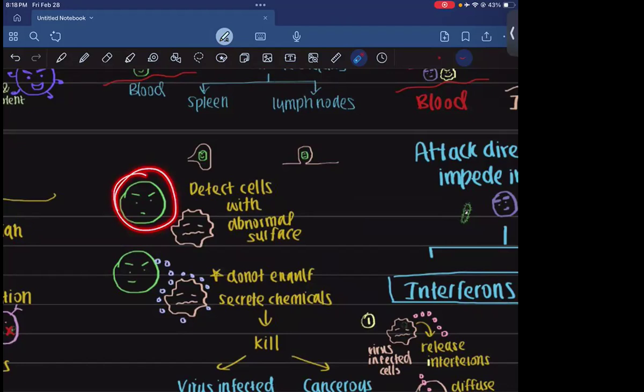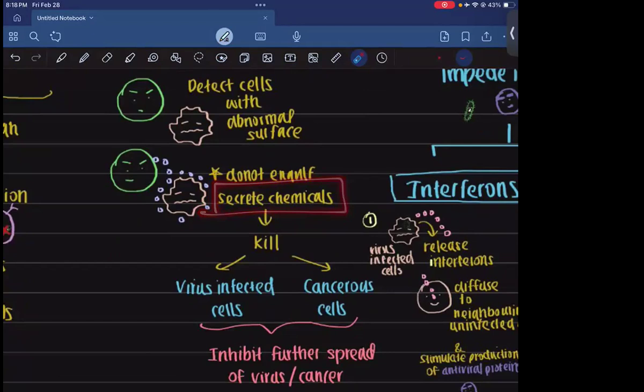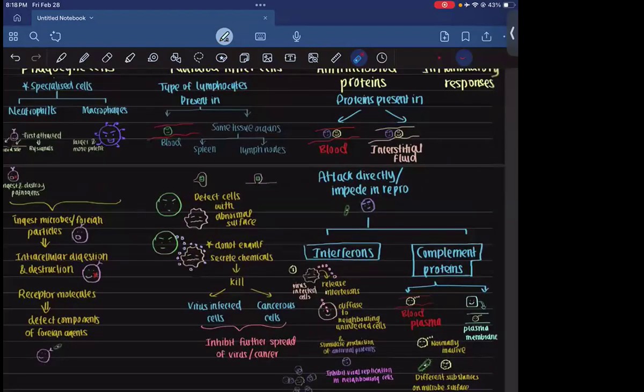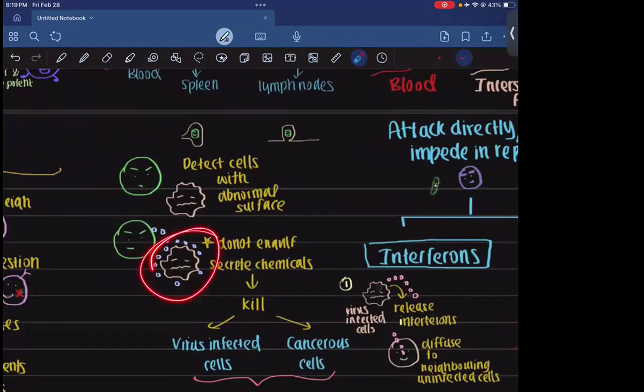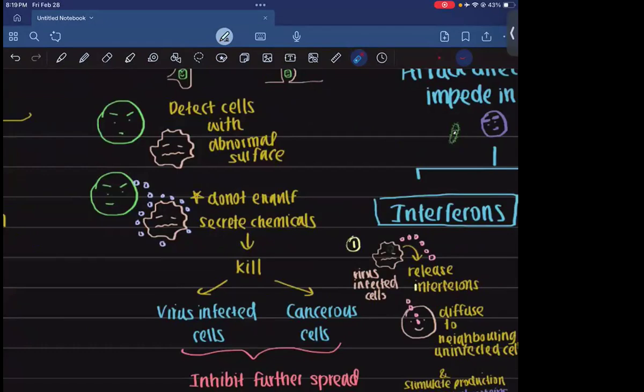So what these natural killer cells will be doing is detecting the cells which have this abnormal surface. But they won't be engulfing them. They won't go and eat them. What they will do is secrete chemicals, and these chemicals will directly kill them. They won't eat them and they won't digest them. Killing whom? They will be killing the virus-infected cells and cancerous cells. So natural killer cells are present to kill the virus-infected cells and cancerous cells, not bacteria, not anything else. I shouldn't have said bacteria here, but because it's natural killer cells, they will be killing the cells infected by the virus or the cells which are cancerous.